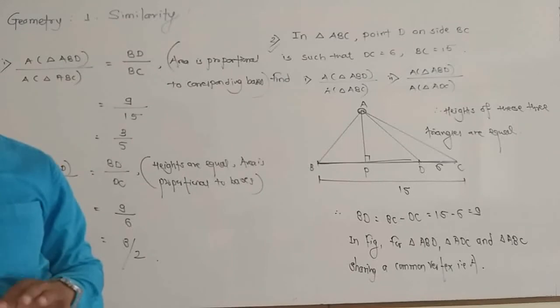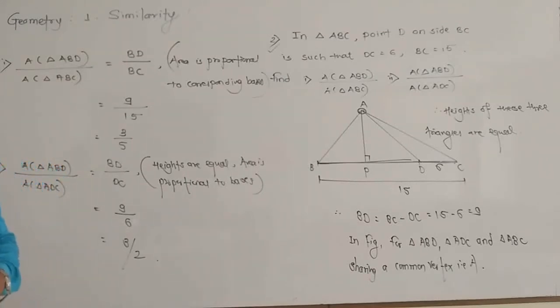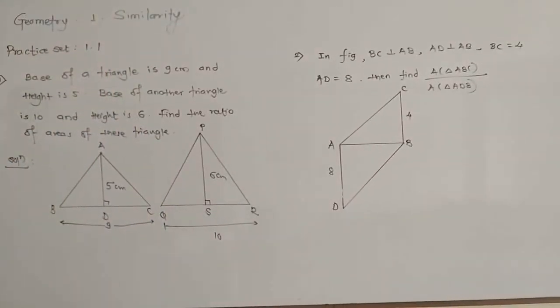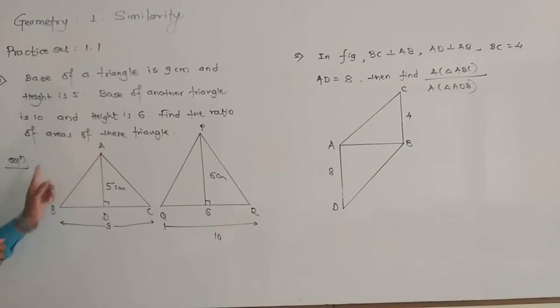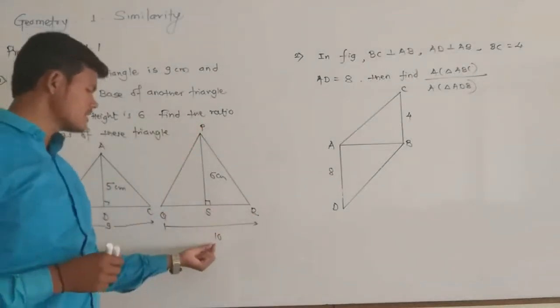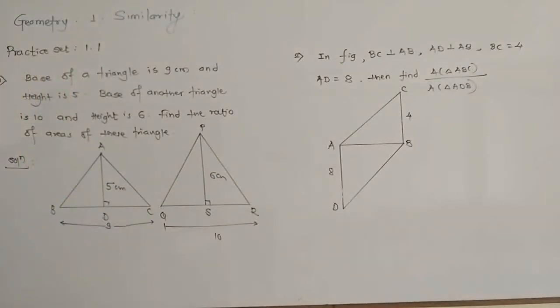Now we are going to start practice set 1.1 of the first chapter. So let's start. The first question of practice set 1.1 is, base of a triangle is 9 centimeter and height is 5 centimeter. Base of another triangle is 10 and height is 6. Then find the ratio of areas of these triangles. For that, first we have to draw two separate figures. There is triangle ABC with base 9 and height 5. And for another triangle, that is PQR, its base is 10 centimeter and height is 6 centimeter. And then find the ratio of areas of these triangles.